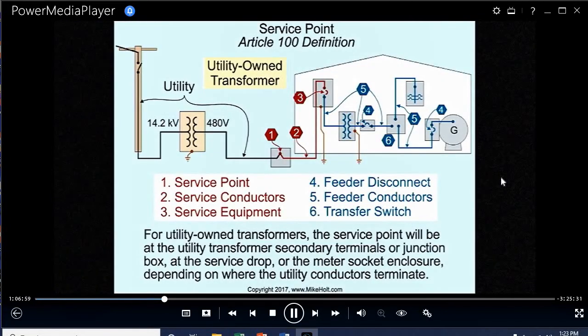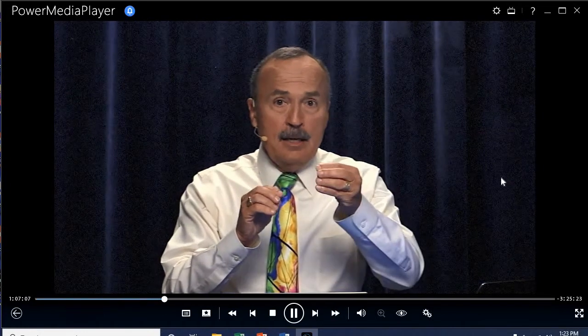Service point. Oh, we do have the graphic on service point. Now, this is an important one. Service point, in other words, where does the utility end and where does the customer begin? That's all that is. It doesn't have to be complicated. If you're running wires out to the utility transformer, then the service point is at the transformer. If the utility is bringing in conductors on the line side of your meter, then the service point begins on the load side of the meter.